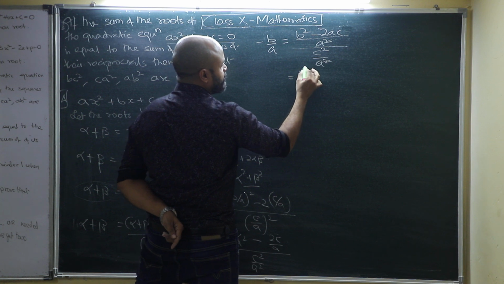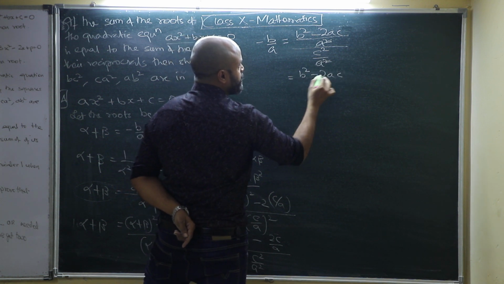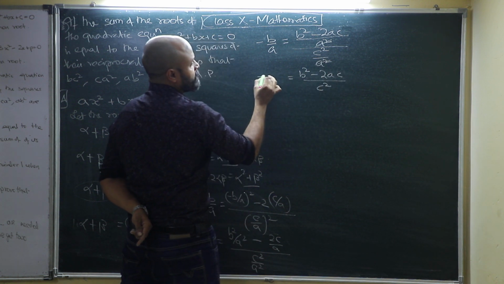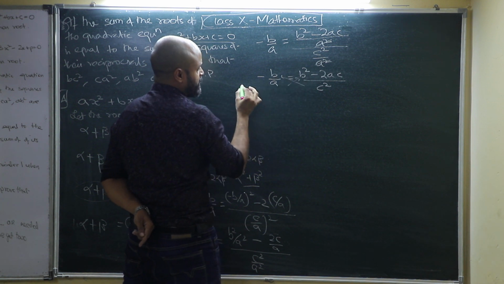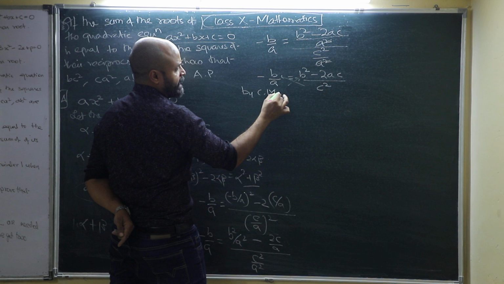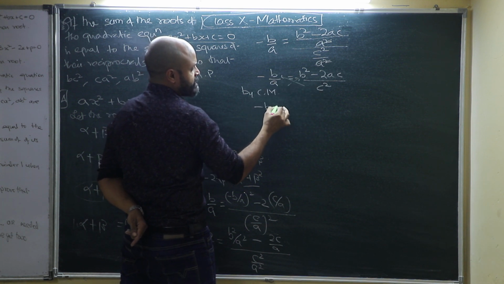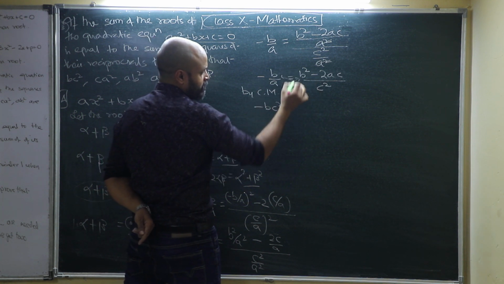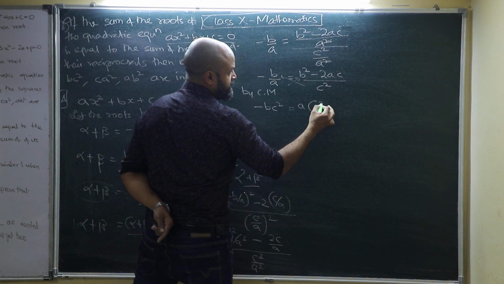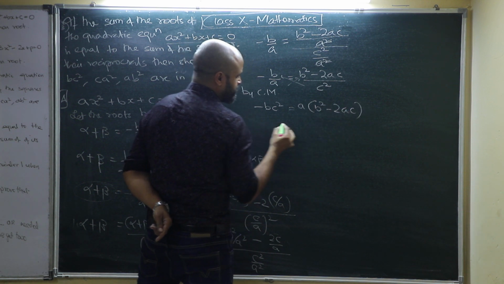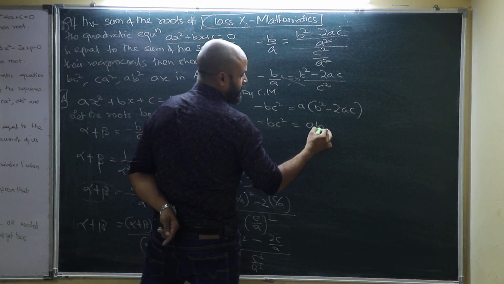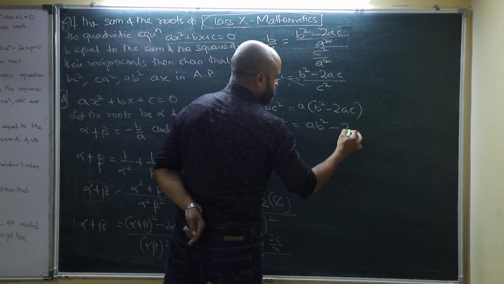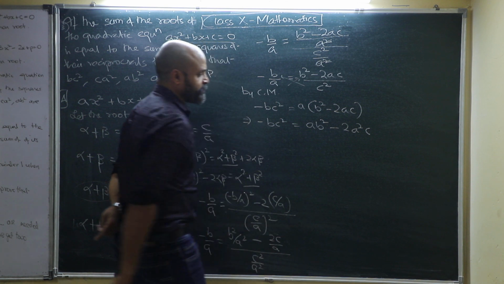So what we are left with is (b square minus 2ac) by c square is equal to minus b by a. We just do a common cross multiplication. So by cross multiplication, what do we get here? Minus b c square is equal to a times (b square minus 2ac). So what is it going to give you? B c square is equal to a b square minus 2a square c.